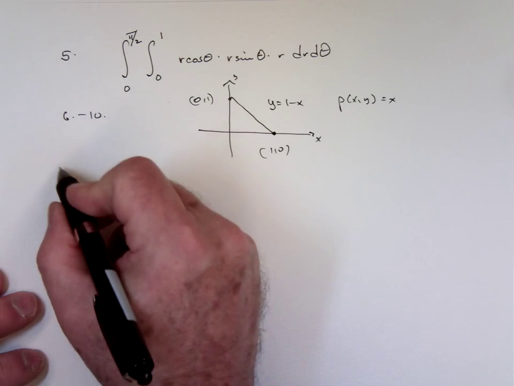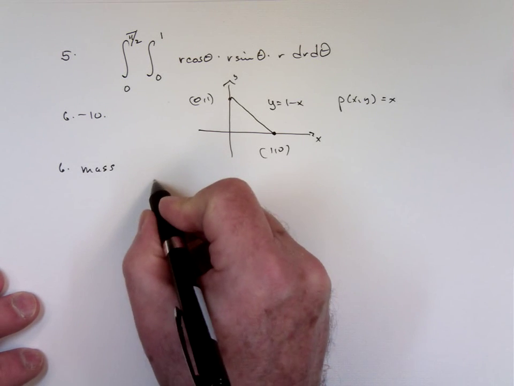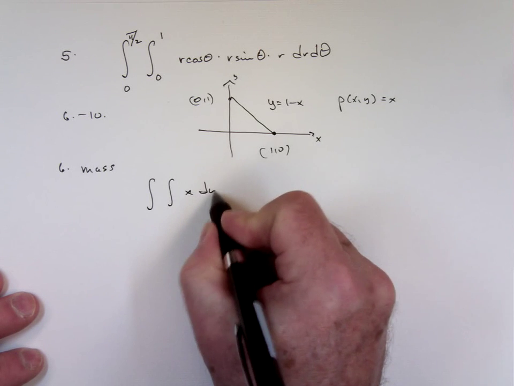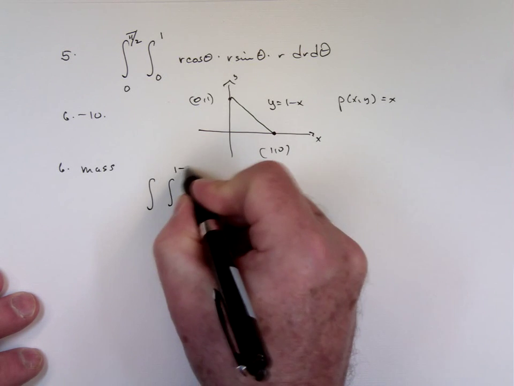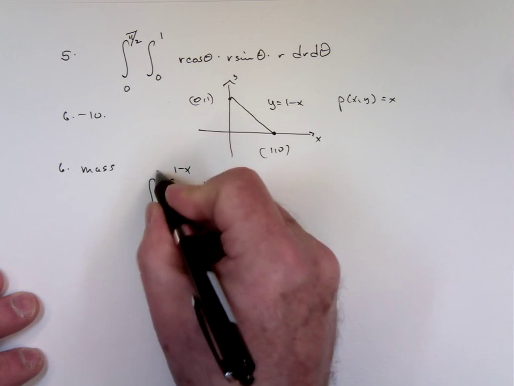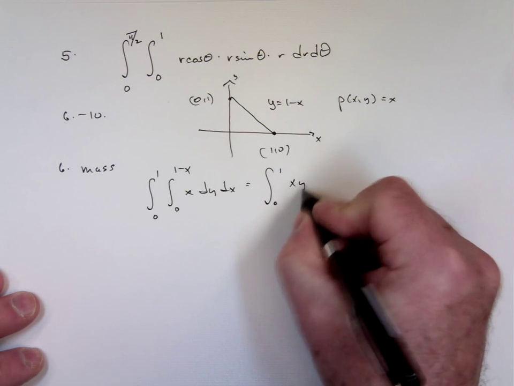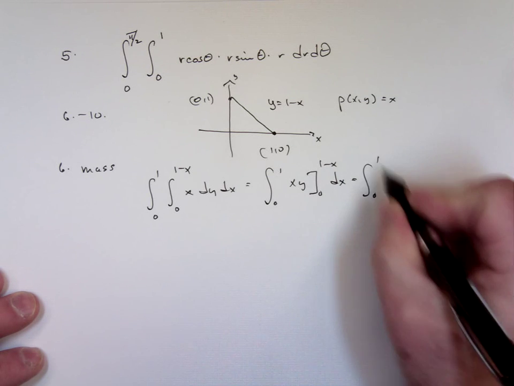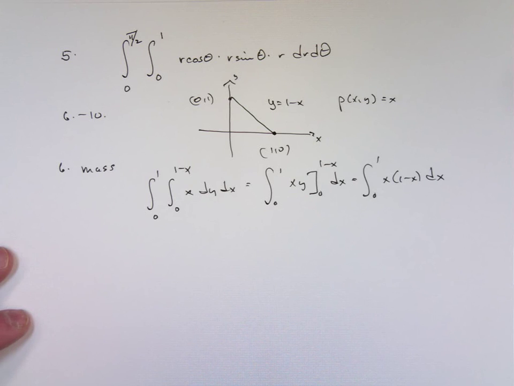So first of all, mass. You've got to find the mass by taking the double integral of our density function. The y's are going to go from 0 to 1 minus x. The x's will go from 0 to 1. Integrate this, x, y. Substitute in. Well, let's multiply it out.